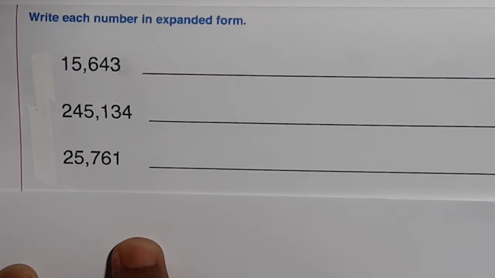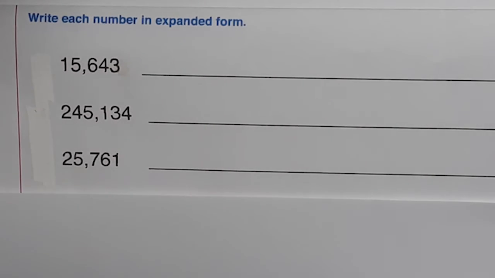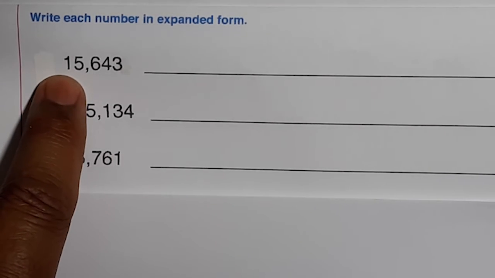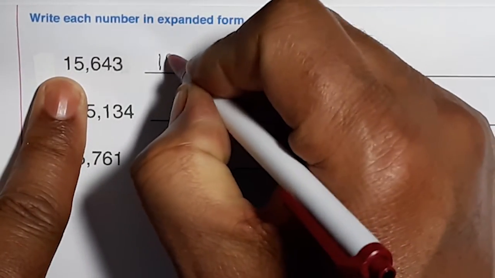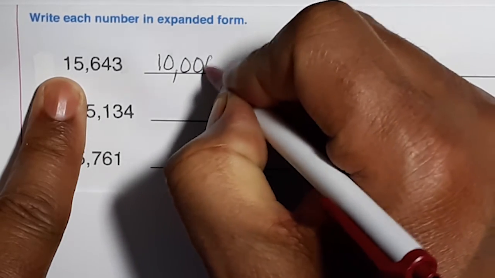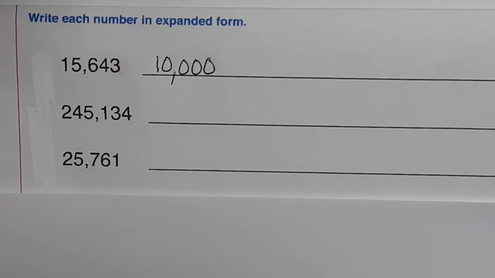The last 3 problems say write each number in expanded form. So to write it in expanded form, we find the value of each number and we write it out. So we have 15,643. So if we start first, we know that this one is in the 10,000s place. So we would write 10,000. That's 10,000. And remember, it didn't say write each number in the written form. It said write it in the expanded form. That's what we're doing right now.